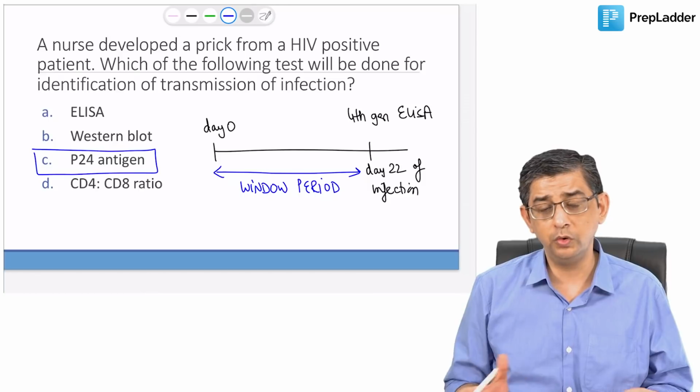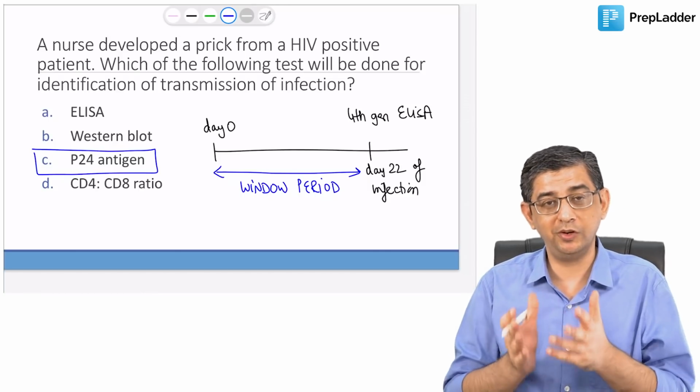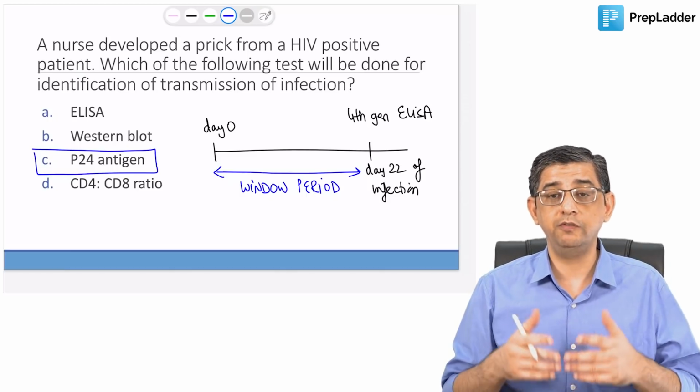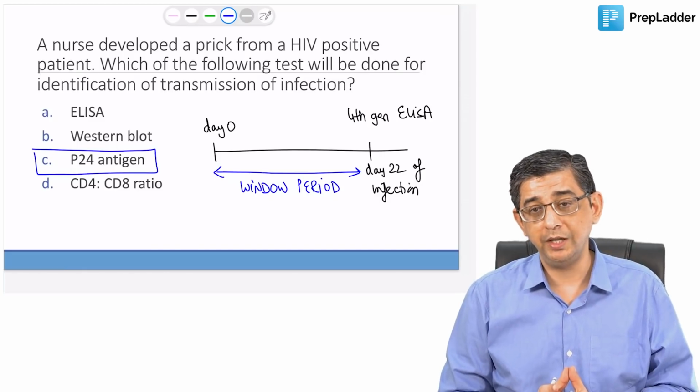I'll go to the doctor and say, don't you have technology? You medical people call yourself so advanced, so don't you have technology to pick up the infection early? So what will you do? You're going to do a PCR. Now, because PCR is not given, you will do a P24 antigen in this case.